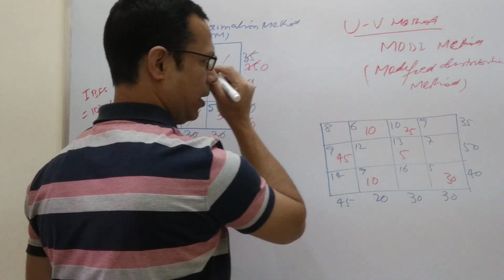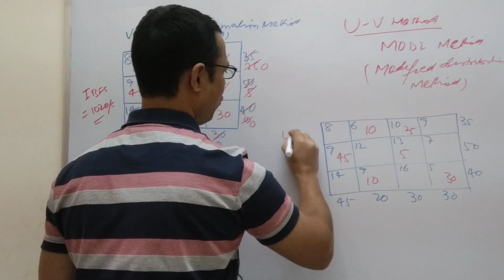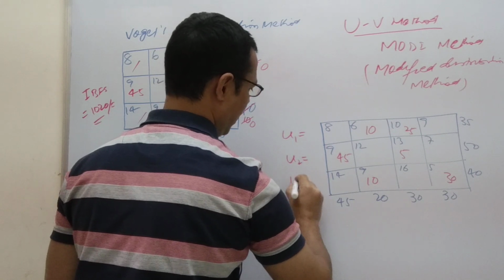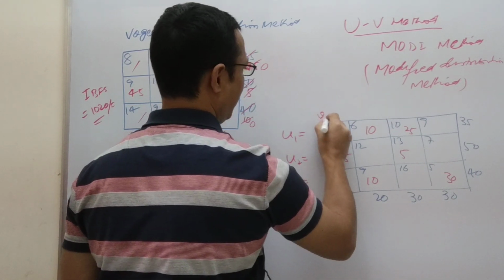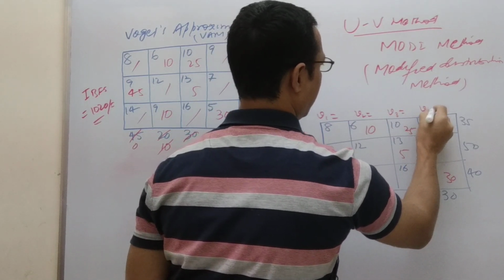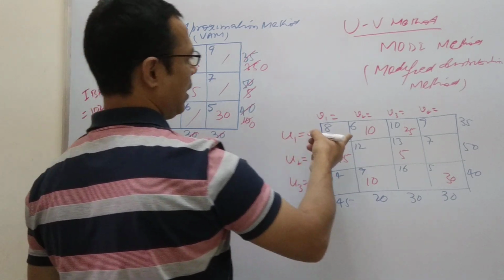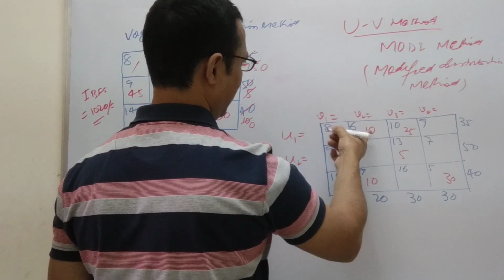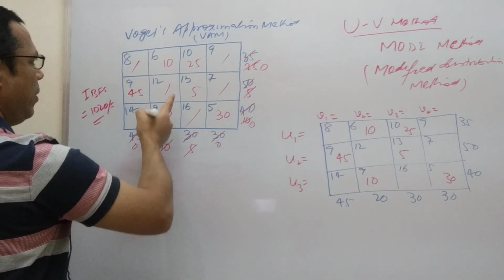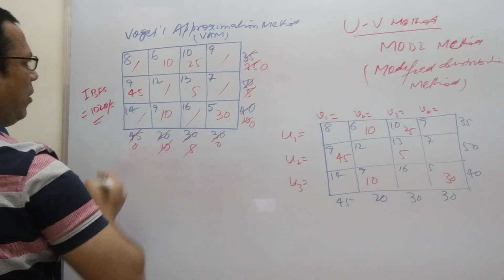Now we are going to apply the UV method. To apply the UV method, first we need to write U and V. The name itself says U and V. You need to write V1, V2, V3, V4. This is the UV method concept. We need to find all these U and V first. So how to find U and V? U and V can be found from the values of the allocated cells. Before applying U and V, first we need to confirm the allocated cells, whatever allocated cells, total 6 allocated cells are here.